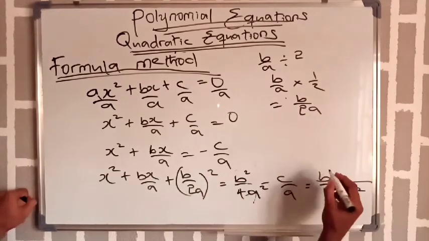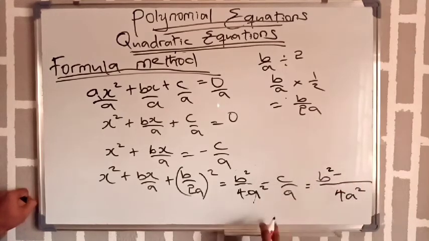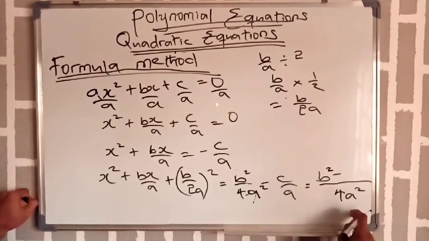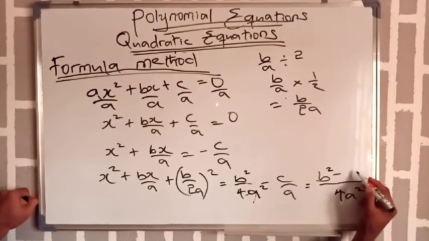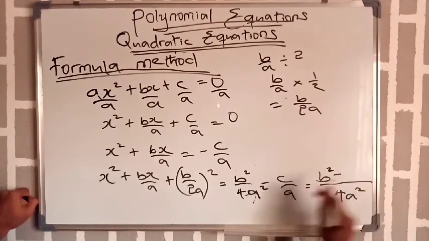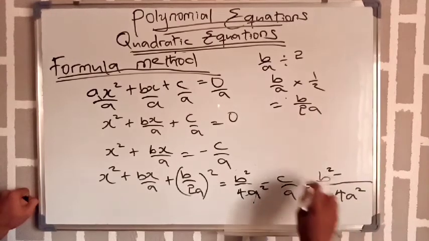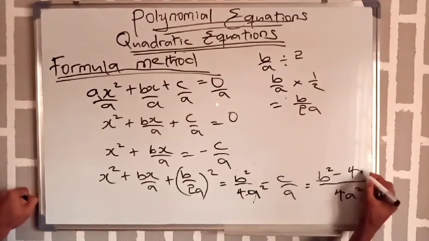All multiplying this, that's b square. Then a in this will give minus 4a. Minus 4a multiplying this. Sorry, a in this will give 4a. 4a multiplying this, that's minus 4ac.